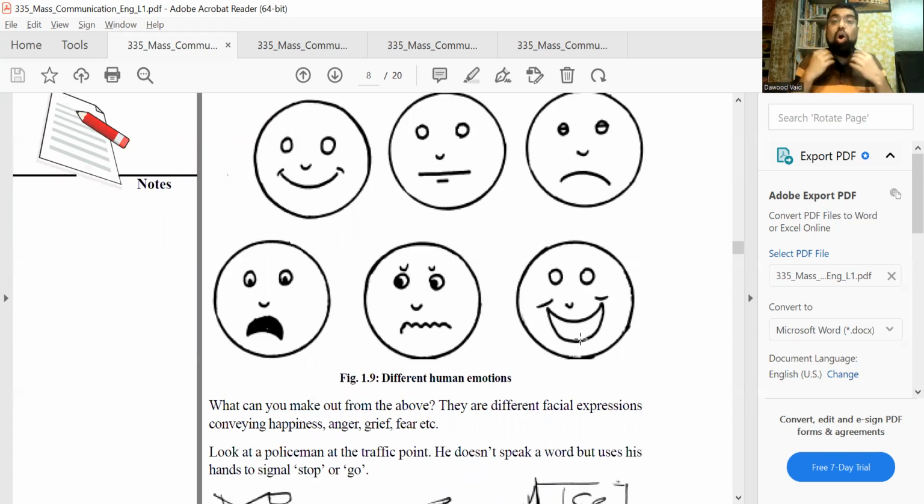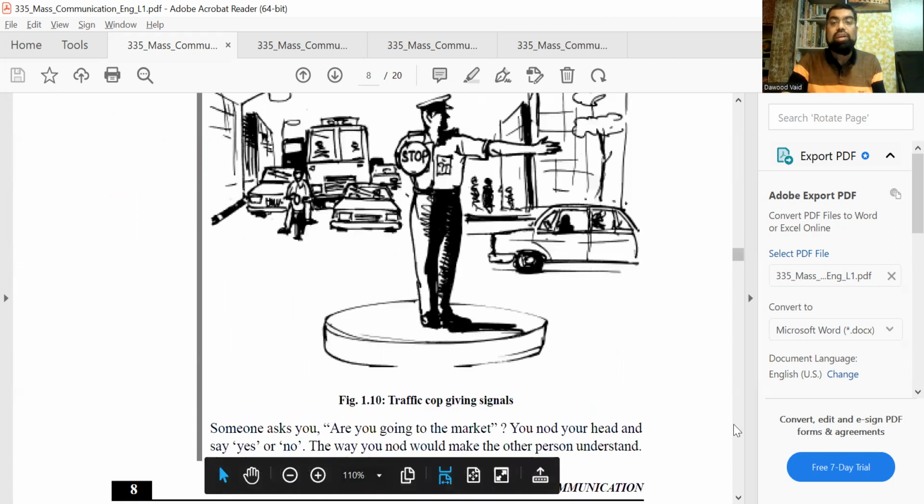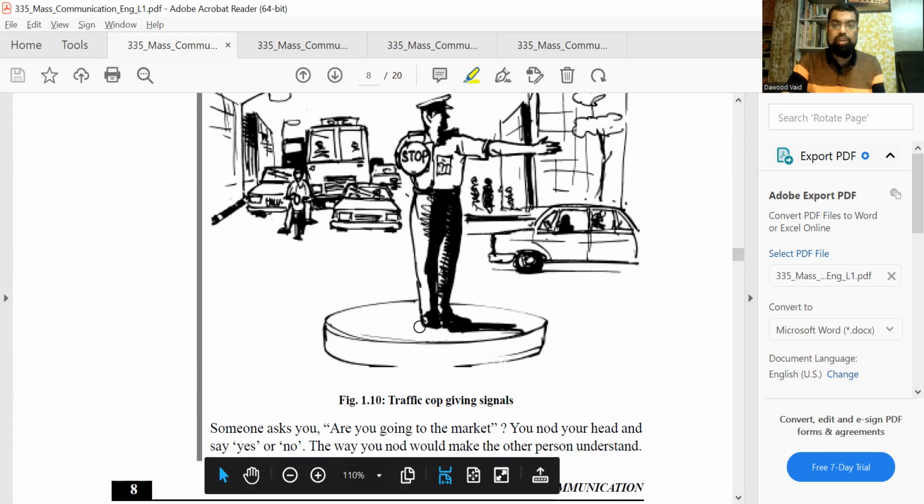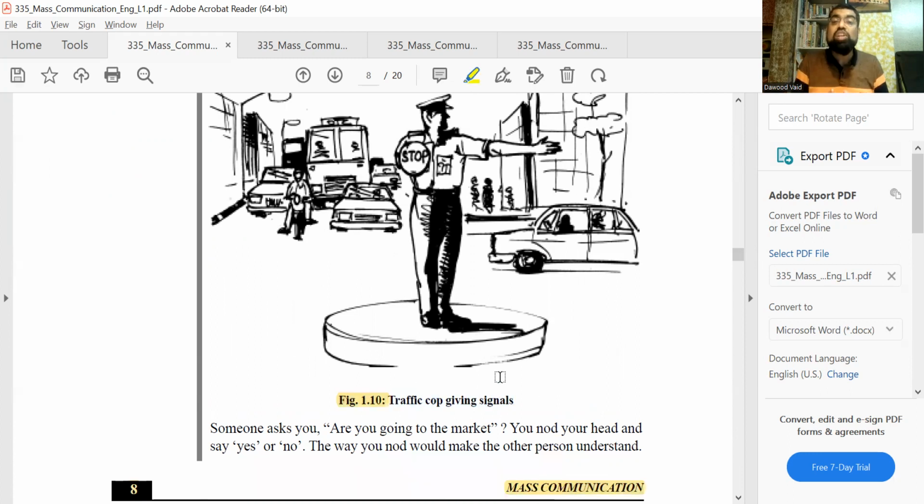So these are all using non-verbal emotions. What is non-verbal communication? Without saying a word, you're doing non-verbal communication. Traffic cop is an excellent example. What do you mean by traffic cop? You see, does he shout your name? No. He is using non-verbal communication using hand gestures and body movements.